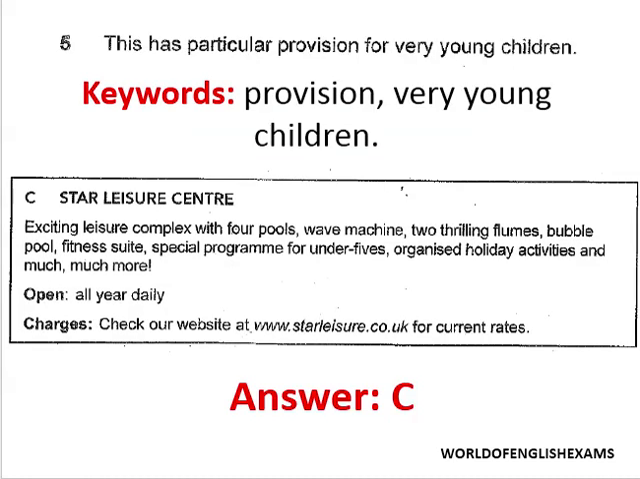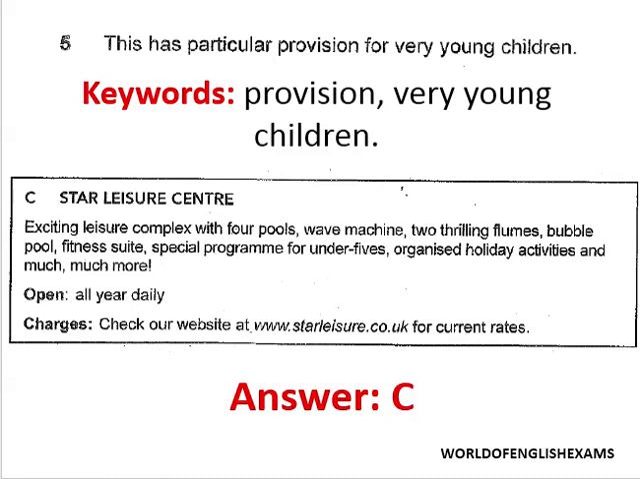This has a particular provision for very young children. So here the keywords are provision, very young children. So just now we have read this paragraph, Star Leisure Center, exciting leisure complex with 4 pools, wave machine, 2 thrilling flumes, bubble pool, fitness suite, special program for under 5s. So special program for under 5s means there is a provision for very young children. What is their age? Under 5. So the answer is C again.